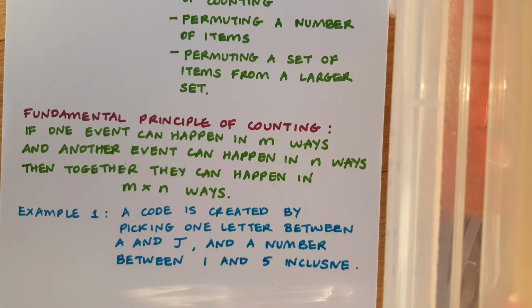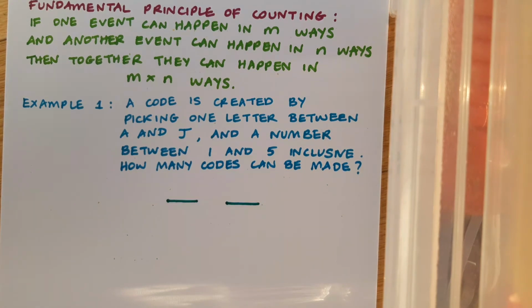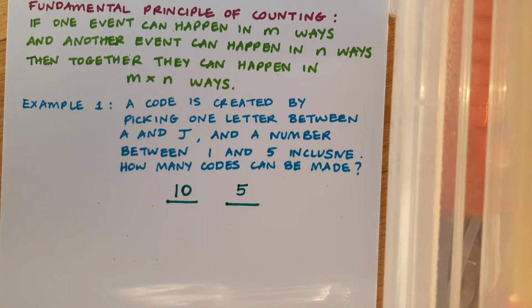So in my example, a code is created by picking one letter between A and J inclusive and a number between 1 and 5 inclusive. I want to know how many codes of this type can be made. For my code, I have to pick a letter and I have to pick a number. How many ways can each be selected? Well, there are 10 letters from A to J, so I have 10 choices for my letter. And of course, there are 5 numbers from 1 to 5 inclusive, so I've got 5 choices for a number.